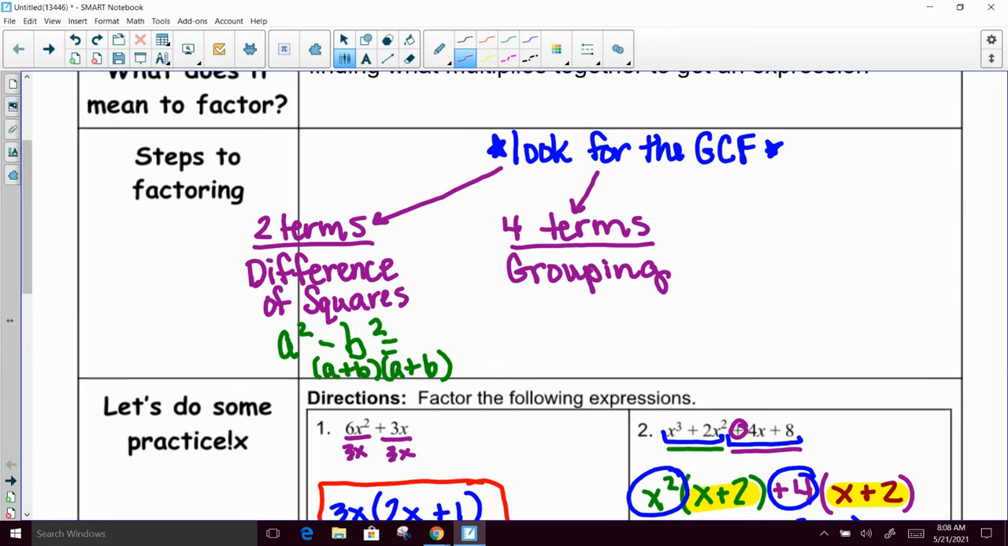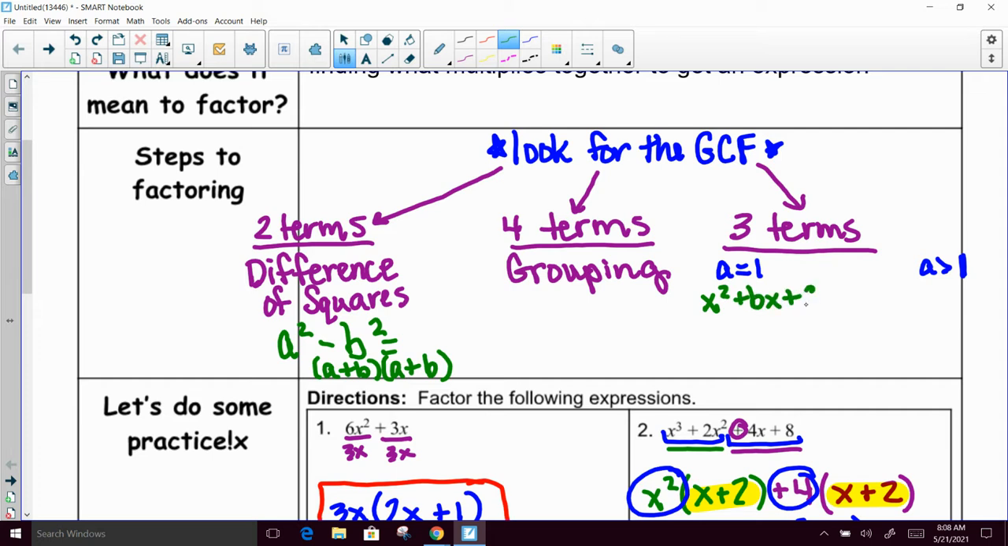All right. Go back up to our chart here. Now, what happens when we have 3 terms? Okay, what happens when it is a trinomial? Well, we've got a couple different situations. Okay, a might be equal to 1. a might be greater than 1. So in the instance where a is equal to 1, you've got the expression x squared plus bx plus c.